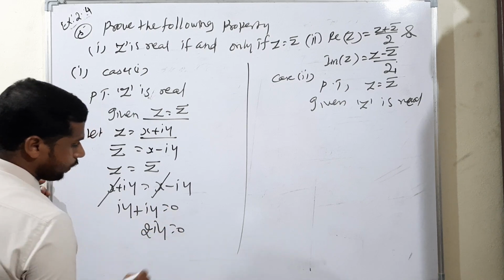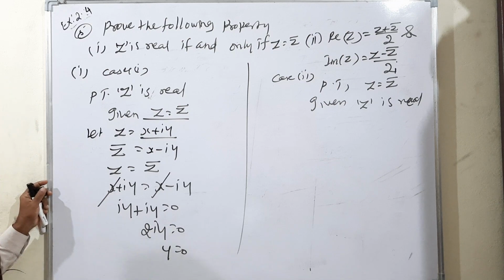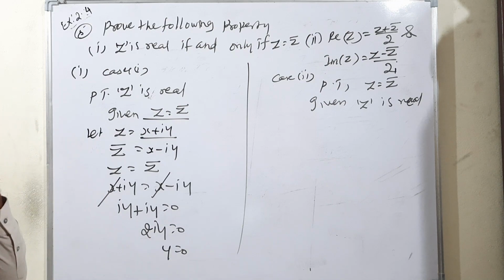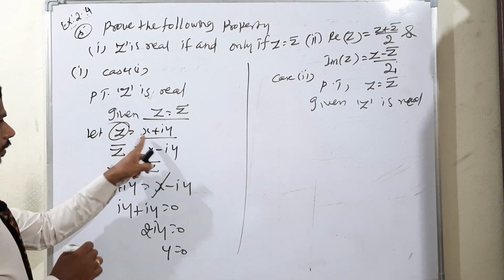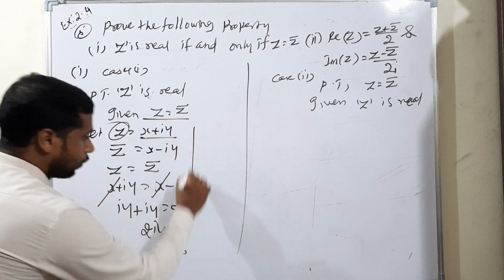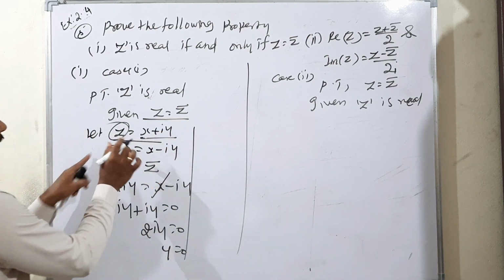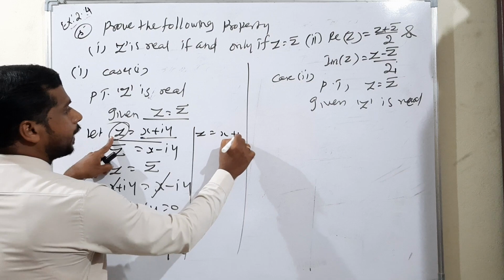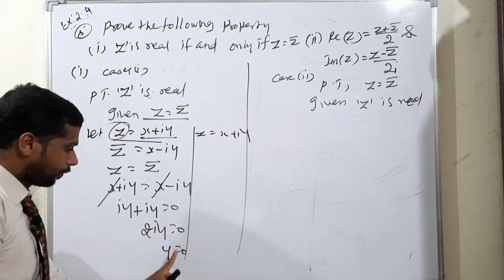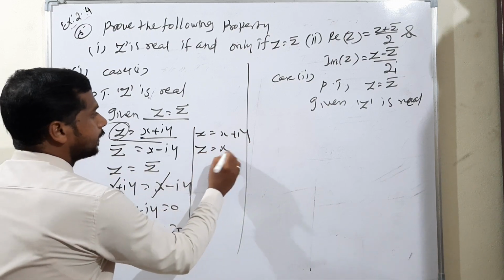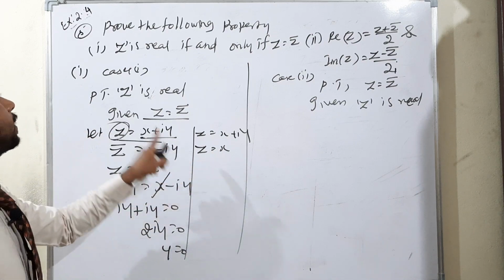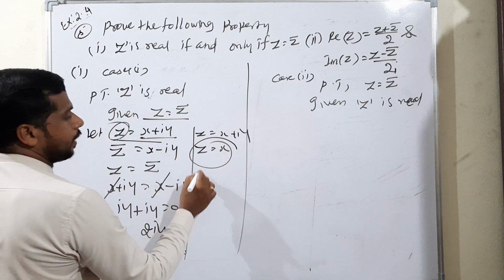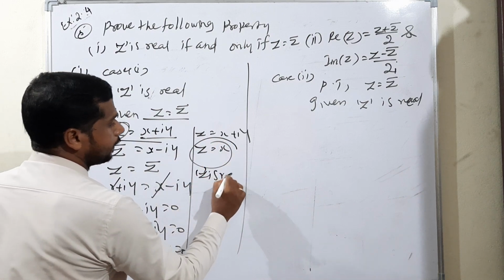Therefore, y is equal to 0. When y is equal to 0, that means x is real. Look, we have already taken z is equal to x plus iy. Instead of y we can apply 0, so definitely z is equal to x. When you get the result z is equal to x, that means z is real. Therefore the first condition is clear: z is real.